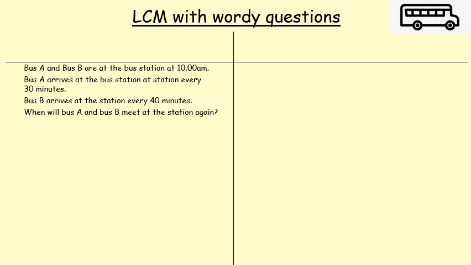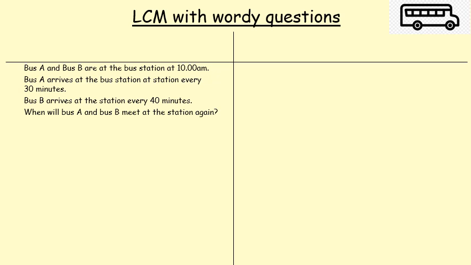Okay, so now we're going to move on to a wordy question, finding the lowest common multiple. So we've got bus A and bus B, and they are at a bus station at 10 AM. Bus A arrives at the bus station every 30 minutes, and bus B arrives at the station every 40 minutes. So we want to know when bus A and bus B will meet at the station again.